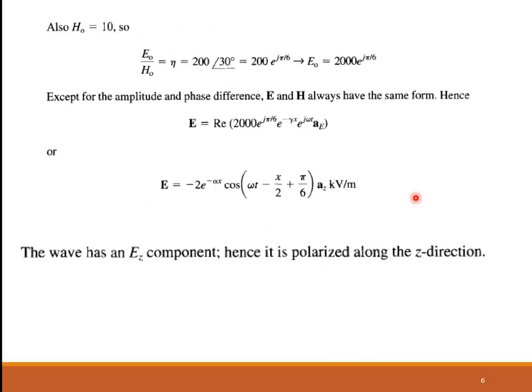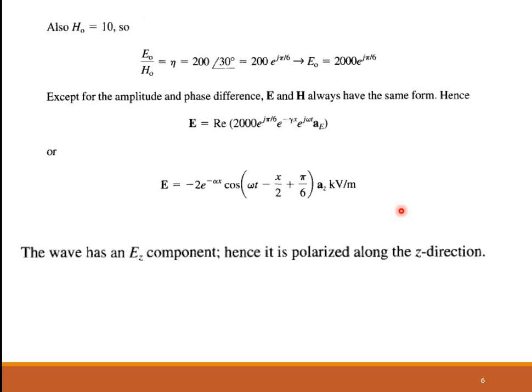Now to obtain the expression for E, as I told you, E0 can be obtained using this expression. The angle is pi by 6 and you write it as plus pi by 6. The minus sign here is because the direction is negative. Here you actually got 2000 because you're multiplying it with 10. The unit is written in kilovolt, that is why they have written it as 2. It is always okay to leave the answer in volt per meter also. No problem. So minus 2 e raised to minus alpha x cos omega t minus x by 2 plus pi by 6, the direction is AZ, kilovolt per meter. Thus the expression for E is obtained.